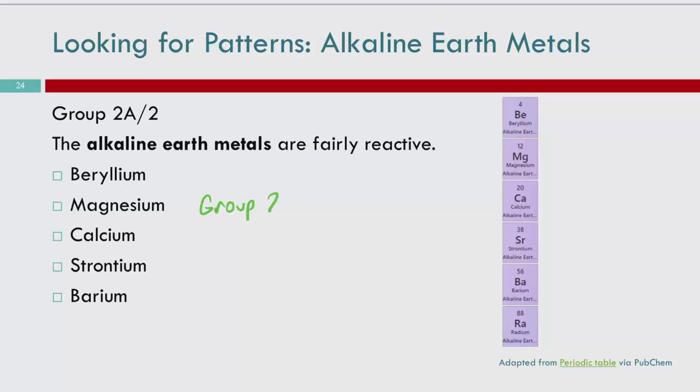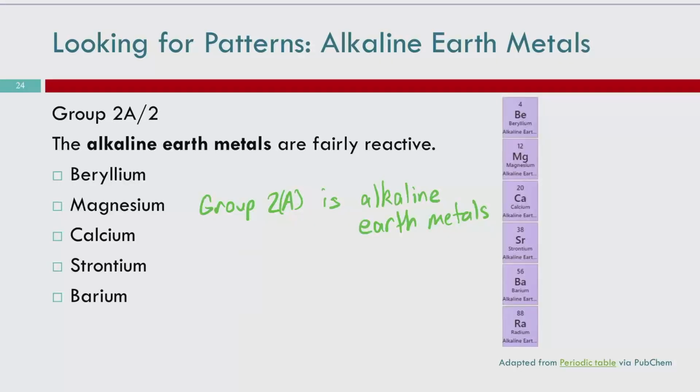So our group 2/2A is alkaline earth. Our second of 4 groups that you should know. Which number is bigger, 1 or 2? 2 is bigger than 1, great. Which name is longer, alkaline earth or alkali?